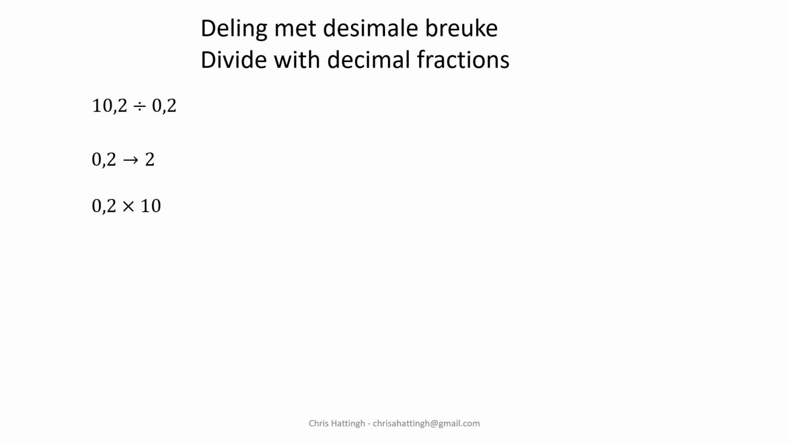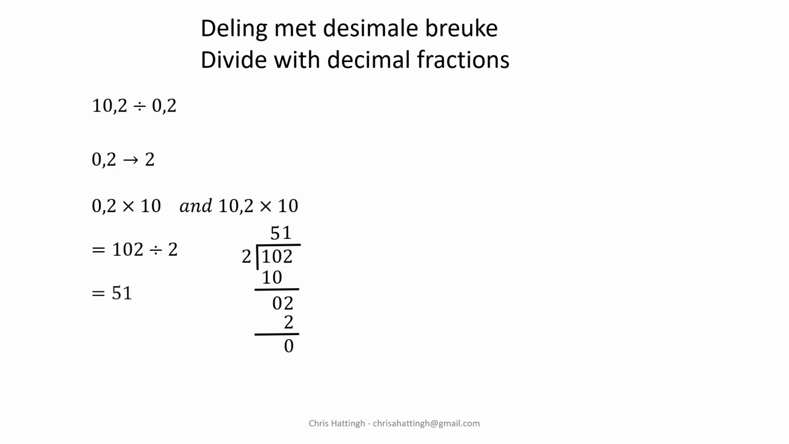So because you want to move this comma one place, you're going to multiply the 0,2 by 10 to get 2. But if you multiply the 0,2 by 10, you must also multiply the 10,2 by 10. So now you've got a new sum of 102 divided by 2. And if you do the long division, you'll find that the answer is 51.